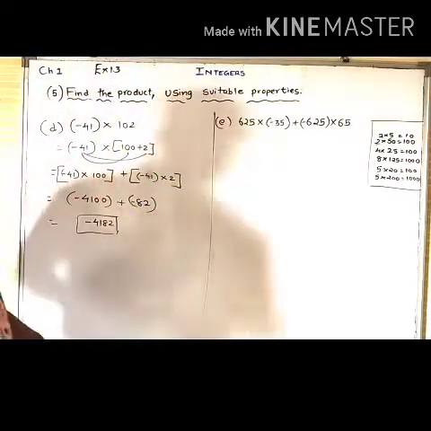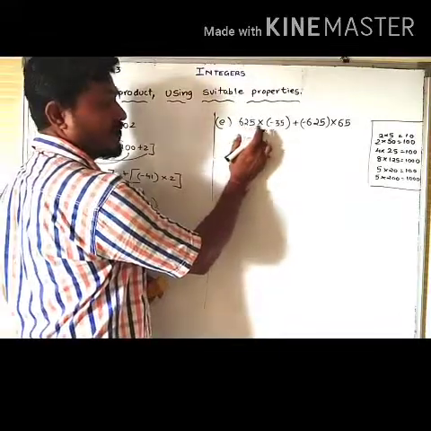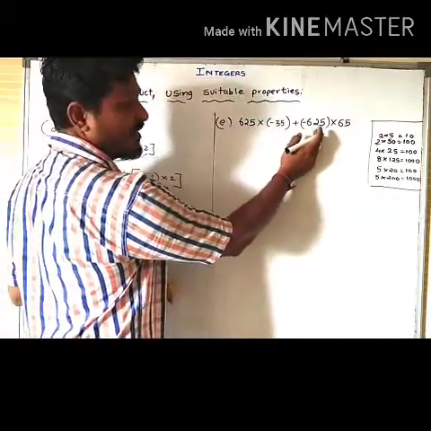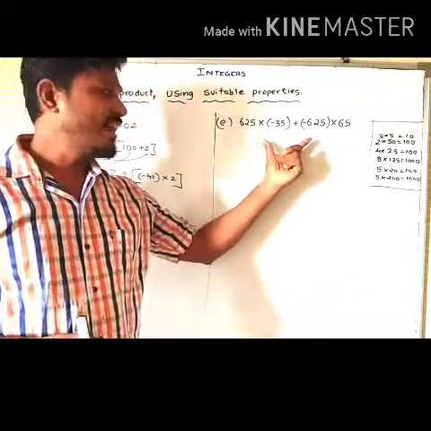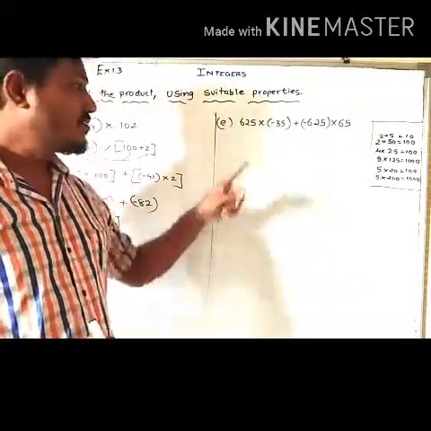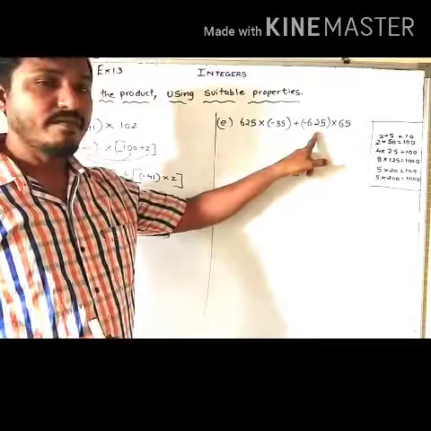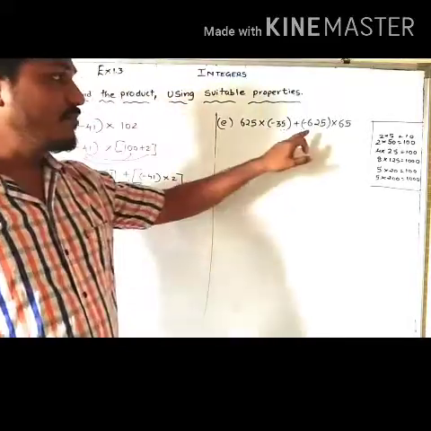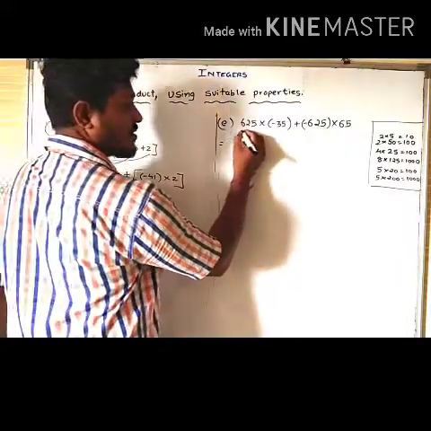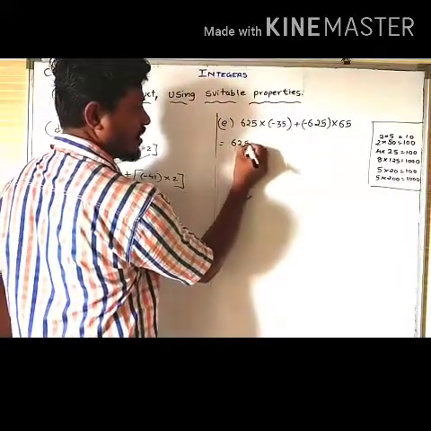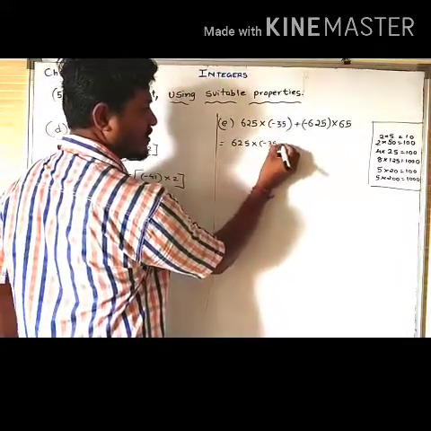Now let us see another sum, number E. 625 into negative 25 plus negative 625 into 65. Here I found that 625 is common, but I cannot take out 625 as common. Why? Because one value is positive and another value is negative. So I will try to make this value positive. How? First you write down this, make a group, write down this thing in one bracket.